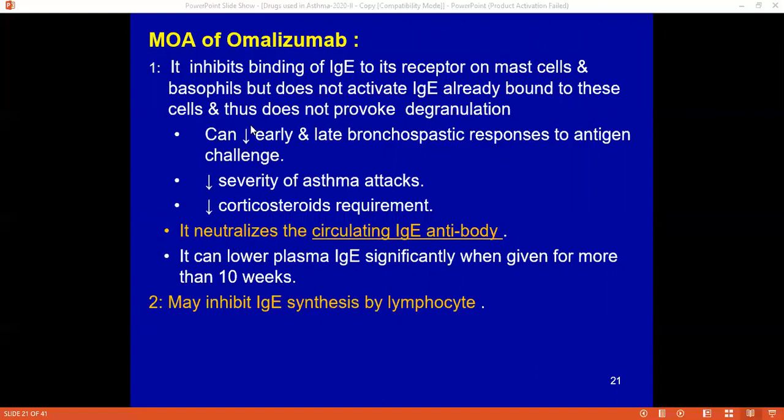Especially, it inhibits the binding of IgE to its receptor on mast cells and basophils, and does not activate IgE already bound to these cells, thus does not provoke degranulation. It prevents the degranulation of the mast cells and other cells. It can decrease early and late bronchospastic responses to antigen challenge, decrease the severity of asthma attacks, and decrease the corticosteroid requirement. In this way, it also neutralizes the circulating IgE antibody. It can lower the plasma IgE significantly when given for more than 10 weeks. In this way, it helps in controlling bronchial asthma and inflammation. It may also inhibit IgE synthesis by lymphocytes.